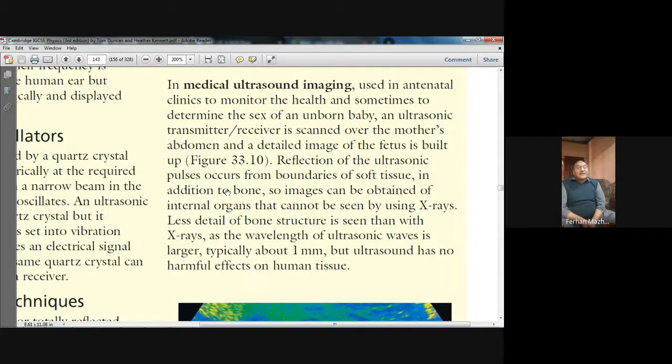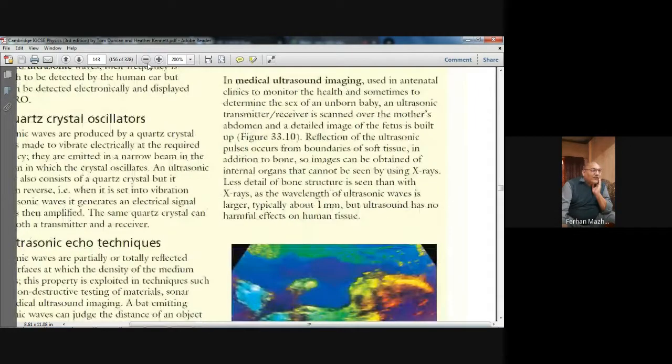X-rays, on the other hand, are used to make the image of the bones, but X-rays are very harmful for the human cells. So these sentences you have to write in the answer. You see, they ask you the question of how ultrasounds are used in the medical field, and then you have to write these answers.